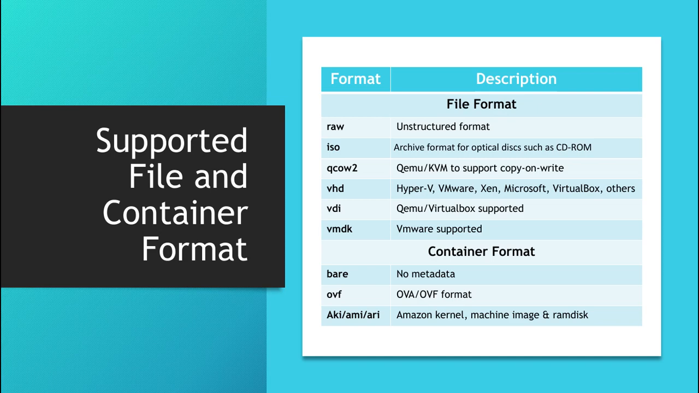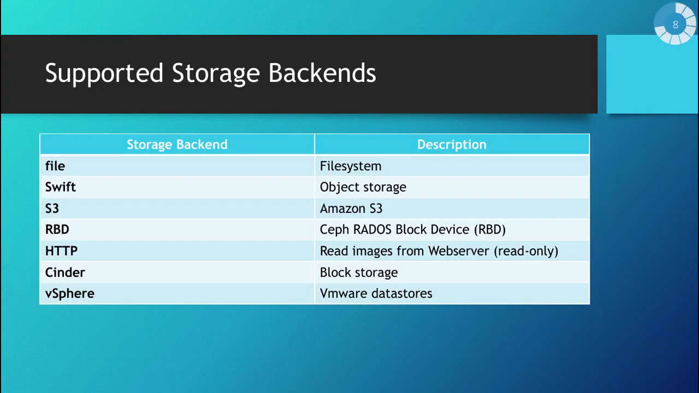or OVF, that is the OVA or OVF format, and also it supports the Amazon kernel, machine image and RAM disk format, so that is AKI, AMI or ARI. So these are all the supported file and container formats for your Glance service.